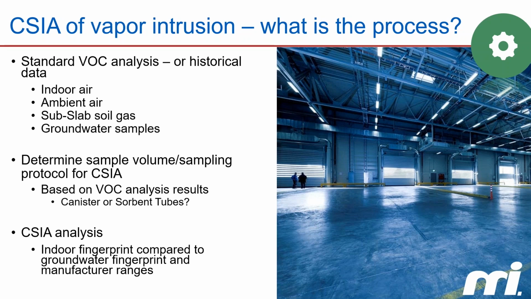And we're going to do VOC analysis of indoor air, ambient air, subslab, soil gas, and then we're going to also look at some of the groundwater samples nearby. And the next thing that we're going to do is determine the sample volume required for CSIA.